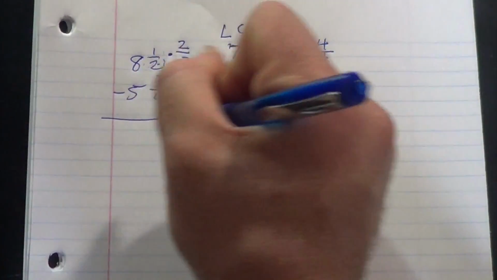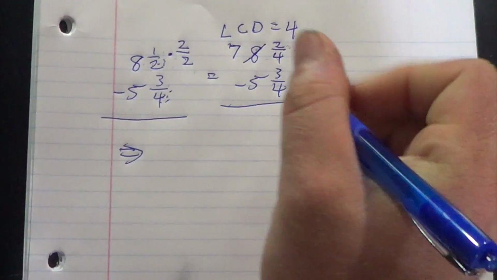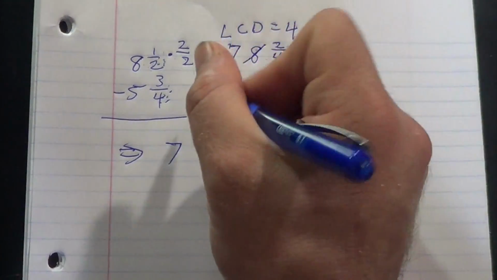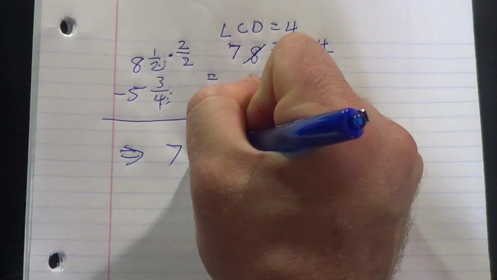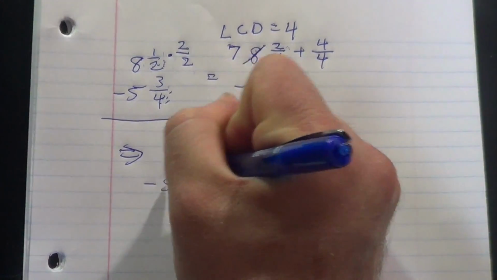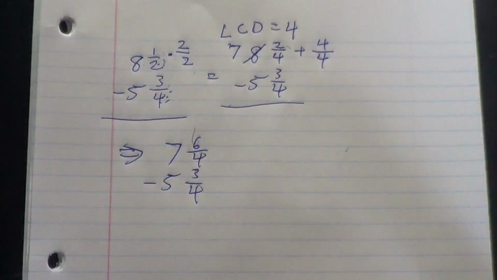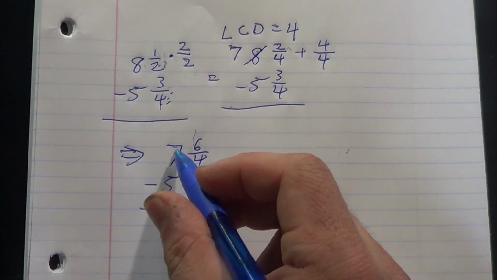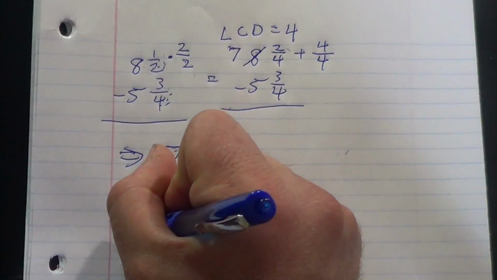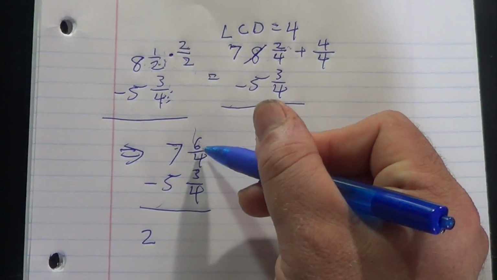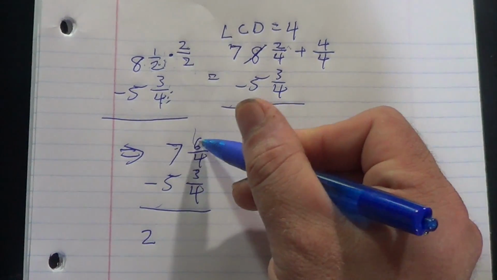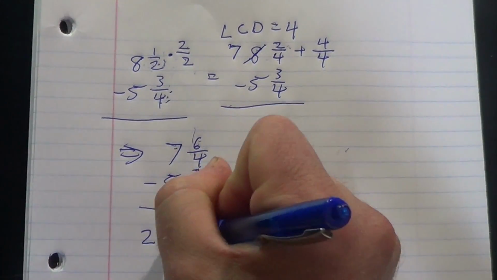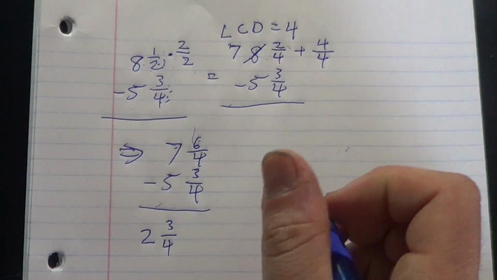Okay, so let's rewrite this. This implies that we got a 7, and 4 plus 2 is a 6/4. 6/4 minus a 5 and 3/4. And now this one is basically going to equal 7 minus 5, which is 2. And then 6/4 minus 3/4, well, 6 minus 3 is 3. So that becomes 3/4, 2 and 3/4.